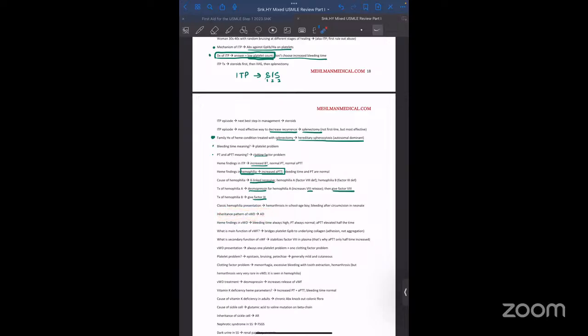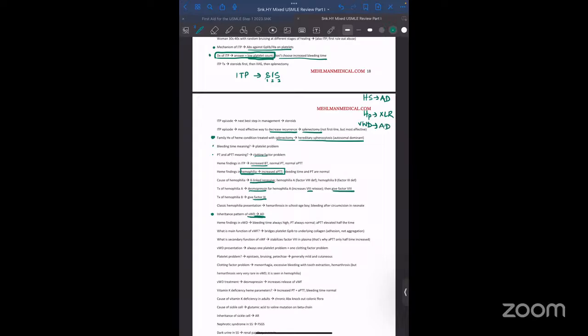Inheritance pattern of von Willebrand disease. Now we move to von Willebrand disease, which is autosomal dominant. So we have hereditary spherocytosis, which is autosomal dominant. We have hemophilia, which is X-linked recessive. Then we have von Willebrand disease, which is autosomal dominant as well.